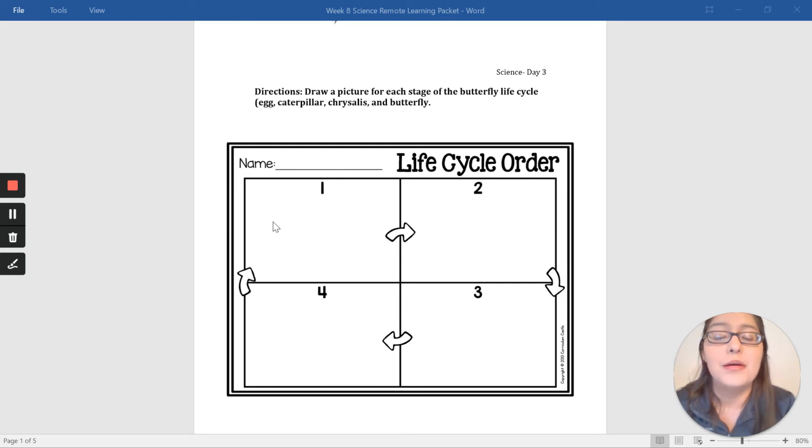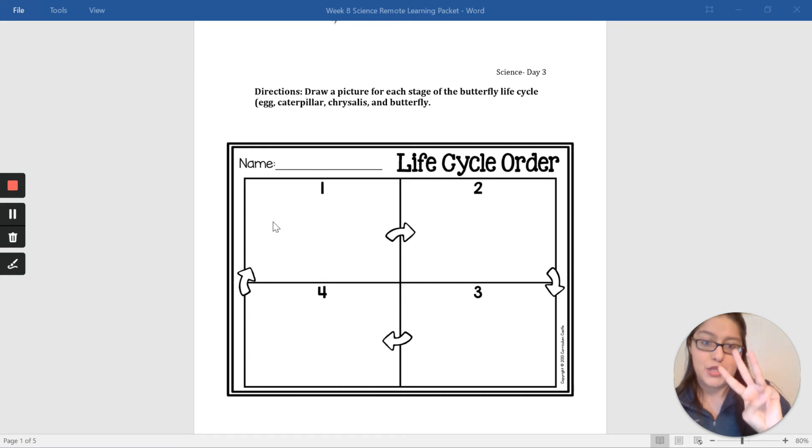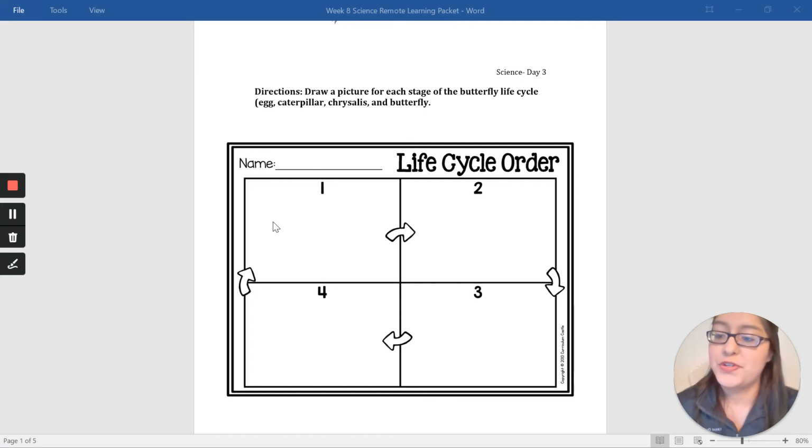All right, scholars. Now we are in science packet day 3. In your packet, the science day 3. The directions for day 3 say, draw a picture for each stage of the butterfly life cycle.